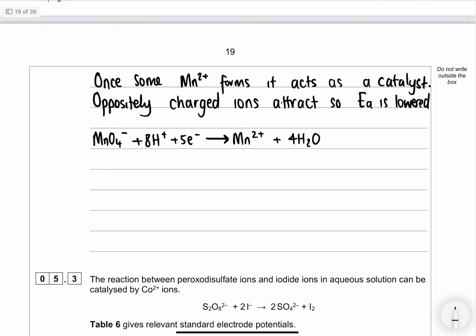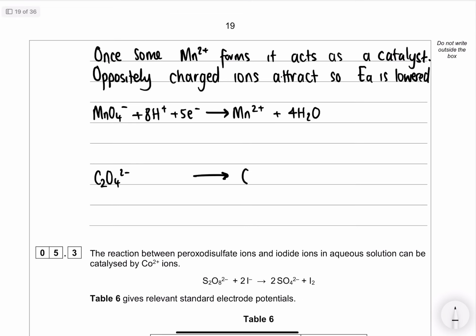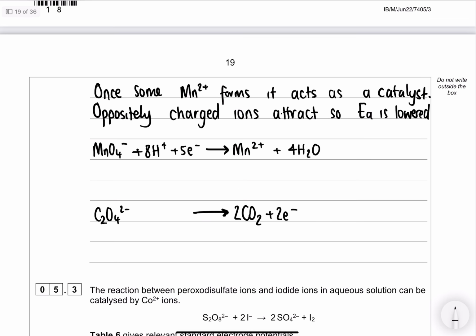Okay, and our other half equation, C2O4 2-, is going to CO2. So I'm going to balance that equation. Now the top equation that we've written is a reduction and the bottom one is an oxidation.